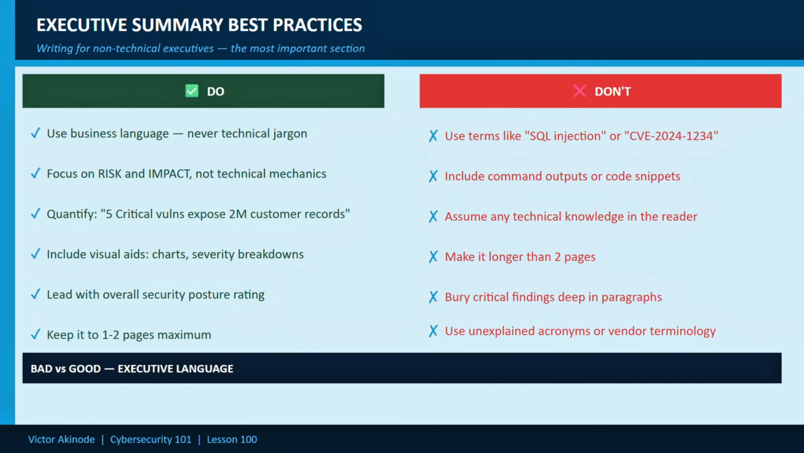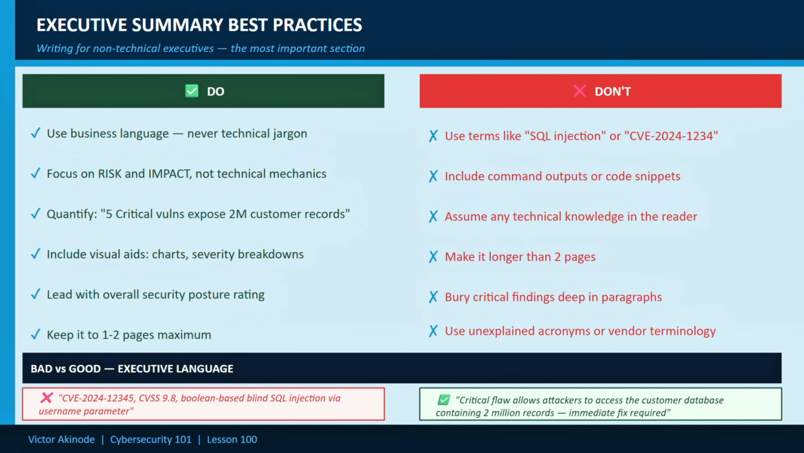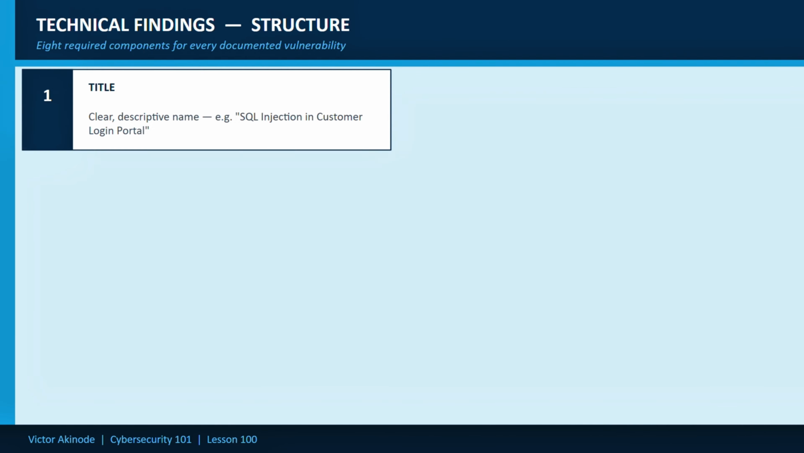Now let's consider good versus bad example in executive language. For a bad example, you can write something like CVE-2024-12345, or you write CVSS 9.8 Boolean-based blind SQL injection via username parameter. But if you want to write it very well, you can say critical flaw allows attackers to access the customer database containing 2 million records. An immediate fix is required. You can see that this is clear and simple. Very easy to understand. Let's now move to technical finding structure.